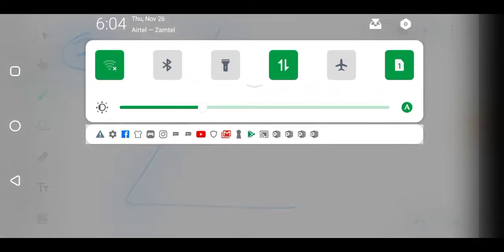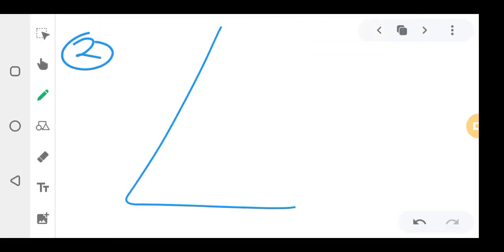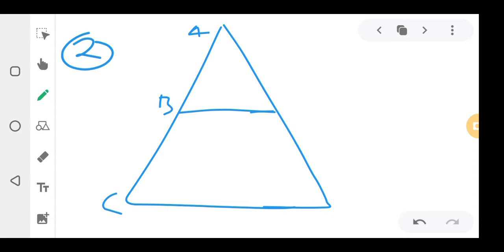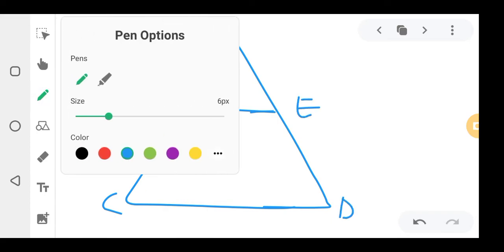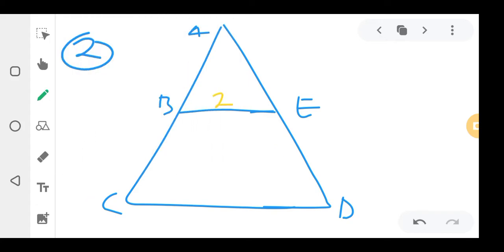Second question. Question 2, guys. If, for example, they give you a diagram like this, they give you a diagram like that, and then they can name this one as A, this one is B, this one is C, this one is D, this one is E. Then they can give you this one as 2, this one as 3, this one as 4. Okay?